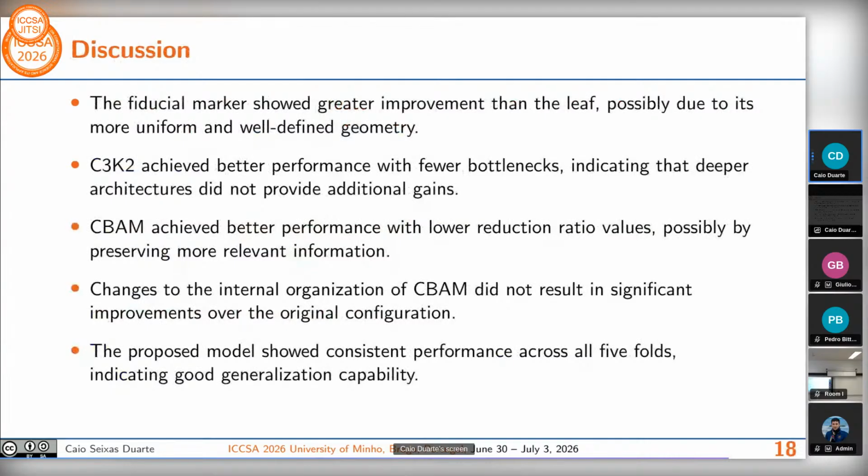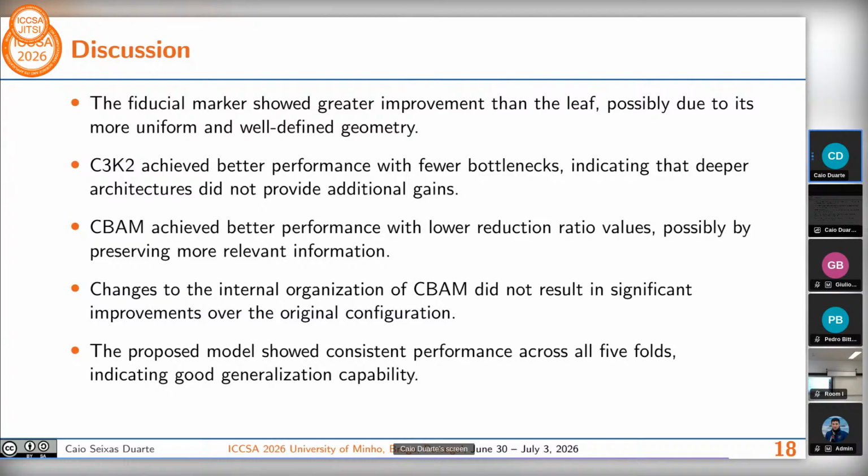Based on the experiments, several observations can be highlighted. First, the marker showed a greater improvement than the leaf compared with the reference model. This can be explained by its more uniform and well-defined geometry, which facilitates the network's learning process. We also found that the C3K2 block achieved a better performance using one bottleneck, indicating that increasing its depth did not provide benefits for this application.